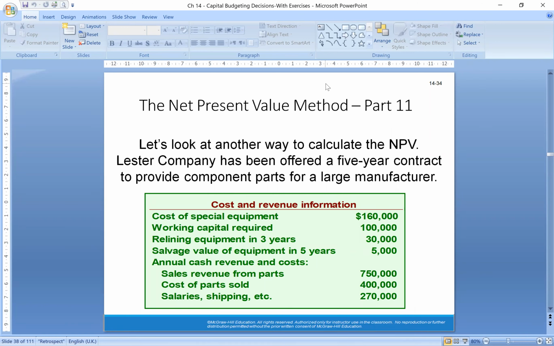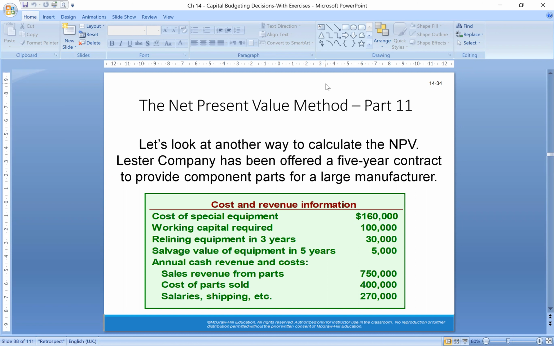Okay, another way to calculate the net present value. The company offered a 5-year contract to provide component parts for a large manufacturer. We do have 5 years. Cost of the equipment 160,000, working capital 100, relining equipment in 3 years, which means after 3 years I will pay one time. Salvage value 5 years, annual cash revenues and costs 750, 400, 270. I need to calculate the net present value here, and the discount rate is 11%.